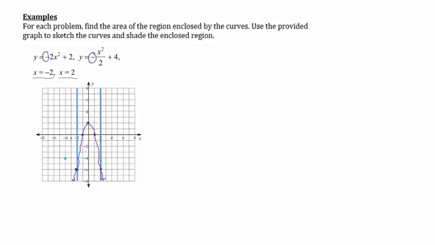-2, 2, -1, 3.5, and 0, 4, which is the top, and then it'll go back down. One thing you can do with parabolas is, as long as you know where the vertex is, you can reflect your points onto either side.